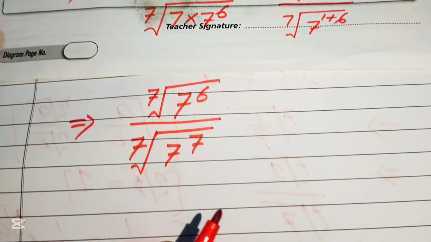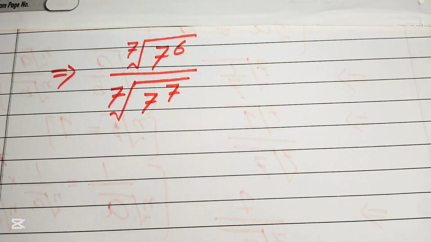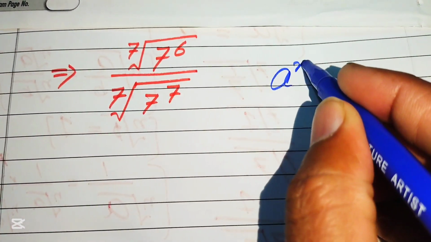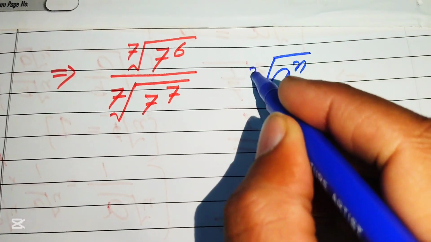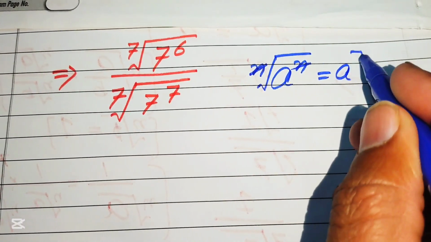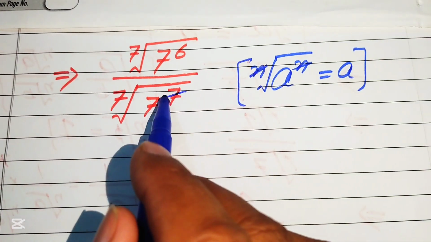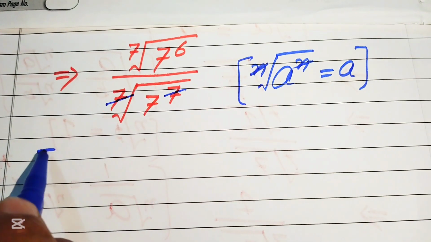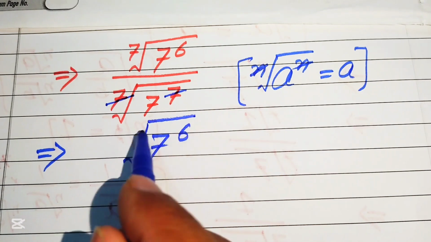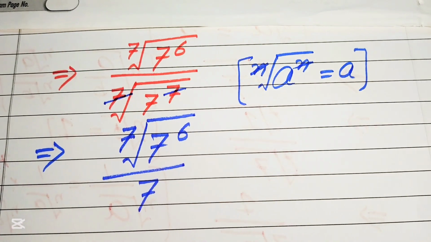Here further we need another exponent law or radical law. You know that if we have a to the power of n and its nth root, the n and the nth root cancel each other and we get a only. According to this radical law, this 7 and this 7 cancel each other and we get the 7th root of 7 to the power of 6 divided by 7 only.